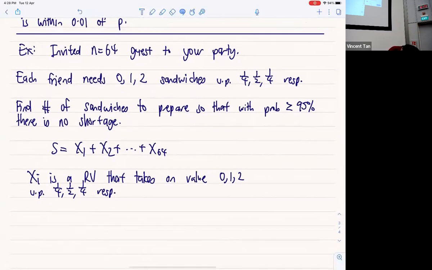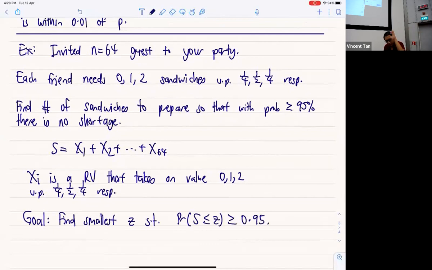And our goal. What is our goal? How do we phrase this problem mathematically? Our goal is to find the smallest, let's call it Z, such that the probability that S is less than or equal to Z is bigger than 0.95. So with probability at least 95%, the total number of sandwiches that is requested is less than Z. So we are looking for the smallest possible Z such that with probability higher than 95%, the total number of sandwiches that is requested is less than Z. Is that clear? Perfectly clear, right?